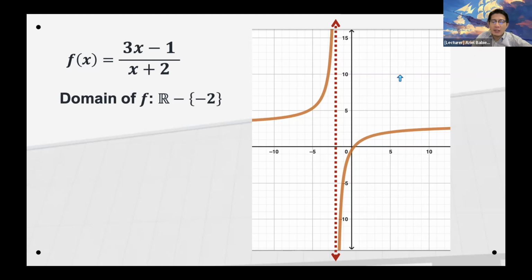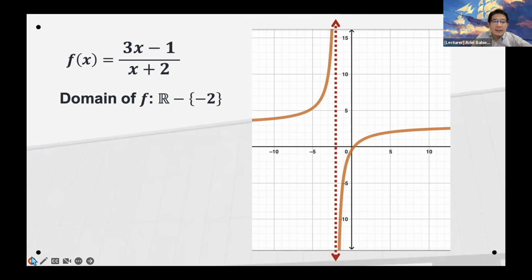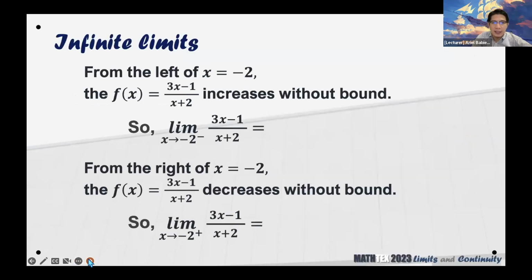A limit will actually tell us that there will be an asymptotic behavior from the left and then from the right. I forgot if it is in the next slide already. There, so yes, it's in the next slide. So the limit behavior will tell us that from the left, it will really increase without bound. But then from the right of -2, it will decrease without bound. Okay, the rules I will show you in a short while. Let me just first complete this part.